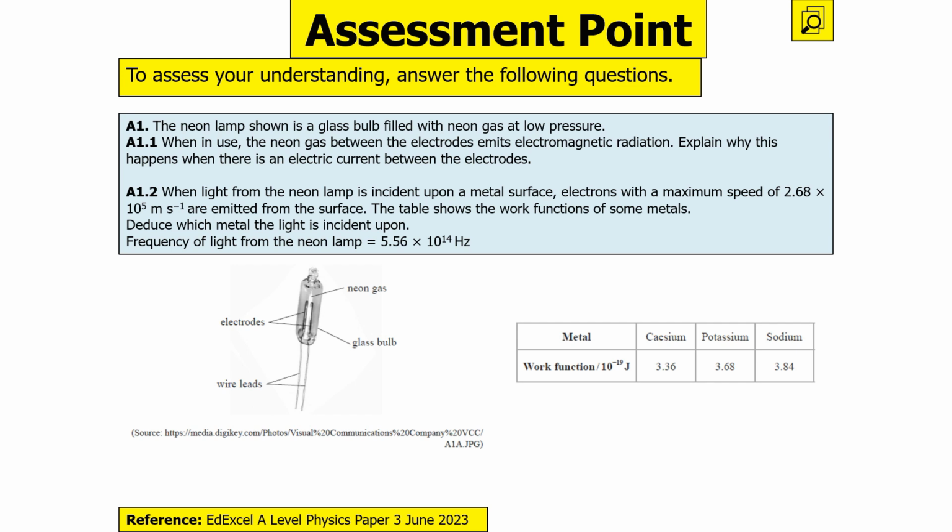The table shows the work function of some metals. Deduce which metal the light is incident upon, given that the frequency of the light is 5.56 times 10 to the 14 hertz. So pause the video now, then unpause the video when you want to go through your answer.